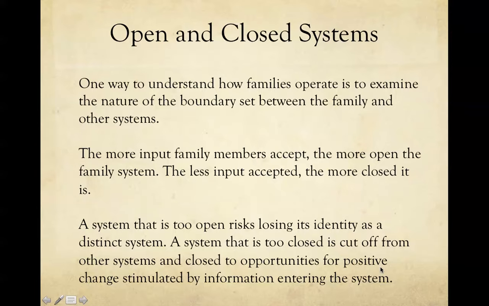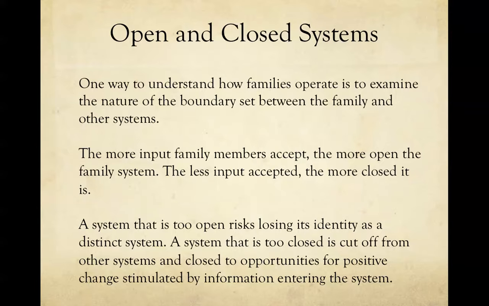Another concept that's a hallmark of first-order cybernetics is the concept of open and closed systems. One way to understand how families operate is to examine the nature of the boundary set between the family and other systems. The more input family members accept, the more open the family system. The less input accepted, the more closed it is. So you see here how this has to do with boundaries.